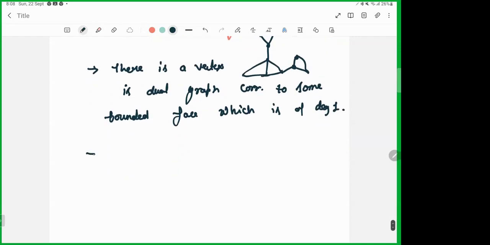This will imply that... bounded, huh? A face of degree 1 means? I am talking about the dual, basically. There is a vertex in the dual graph of degree 1, corresponding to some bounded face, which is of degree 1. Maybe that is a language problem, but okay.